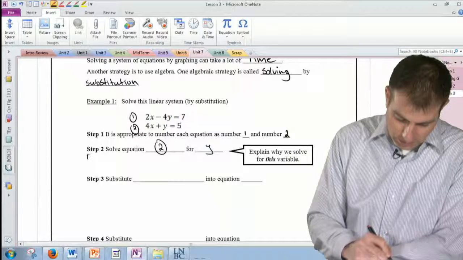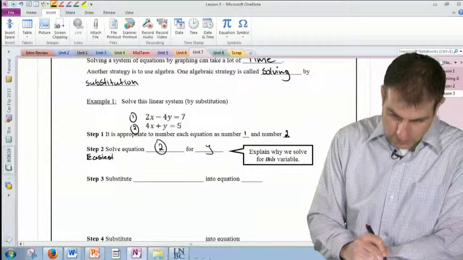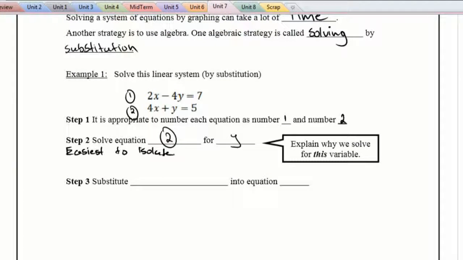So we could just write something like easiest to isolate that variable. So there's nothing in front of it. That's why we picked it.